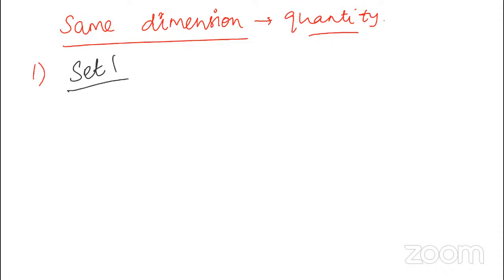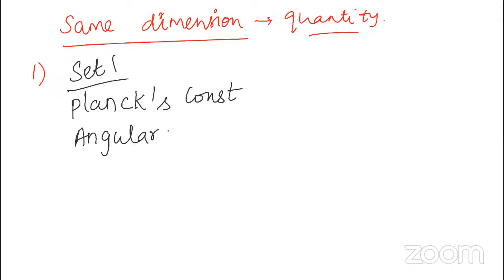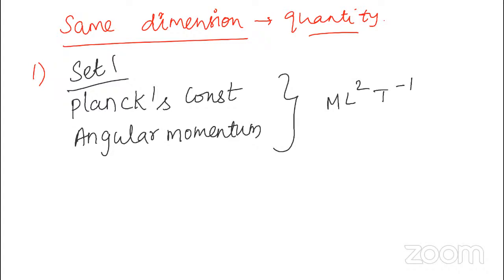So now write the answer for the previous one, that is Planck's constant and angular momentum. Both of them, Planck's constant and angular momentum, have the same dimensional formula. Okay, what is it? M L square T power minus 1.